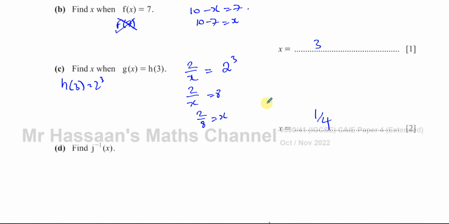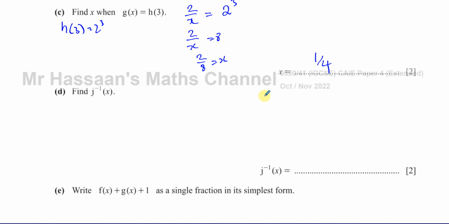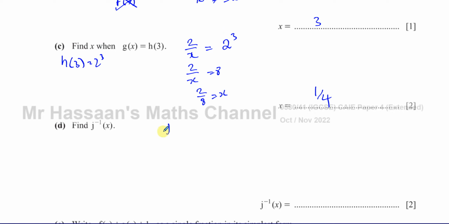Now for part D, it says find, this means the inverse of function j. So function j is 5 minus 2x. So we know that j of x is 5 minus 2x.